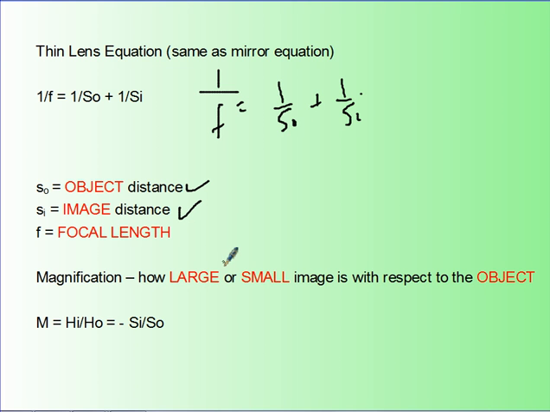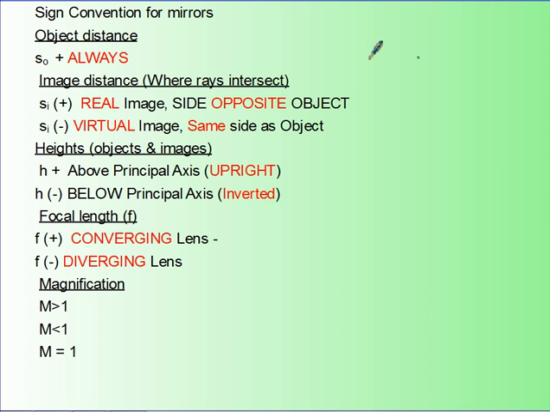The magnification, again, is how large or small the image is, and it is always the image height divided by the object height, and that's minus the image distance over the object distance, with the same meanings as mirrors. Now, sign conventions are pretty much the same for lenses. Object distance is always positive. Now, the image distance, this is where the rays intersect, is real when the rays really intersect there.